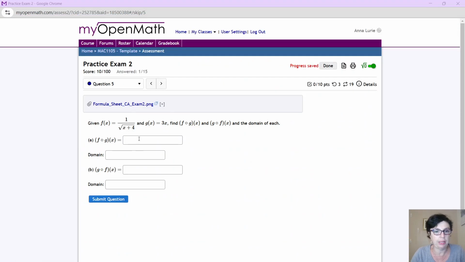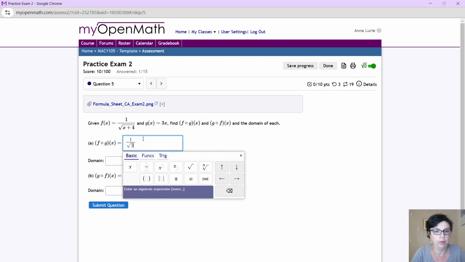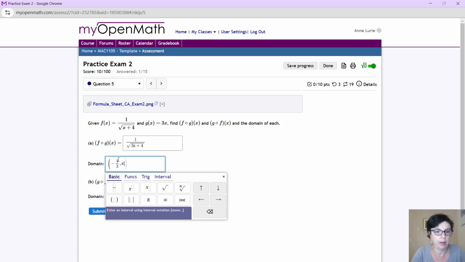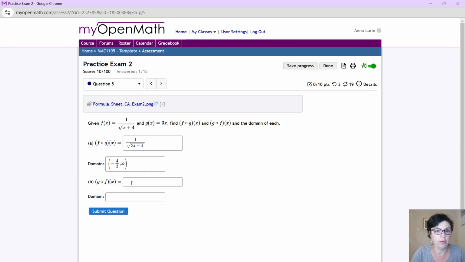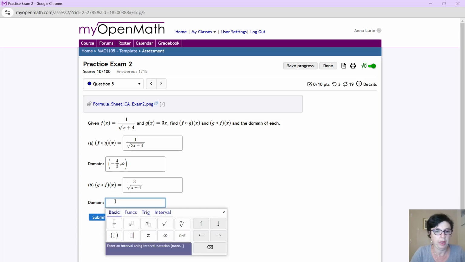Okay, so let's see if we can fill this out. So first, f of g of x is 1 over square root of 3x plus 4. And then we said that that's negative 4/3 to positive infinity. And then over here, we said that was 3 over square root of x plus 4. And then we said that that's negative 4 to positive infinity.